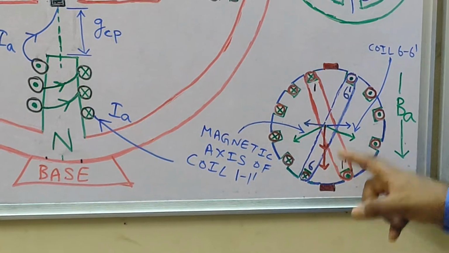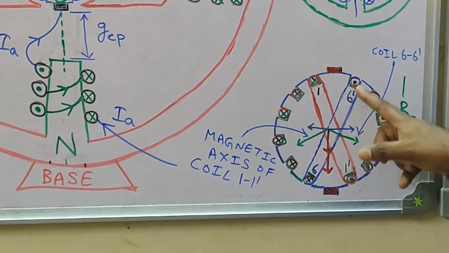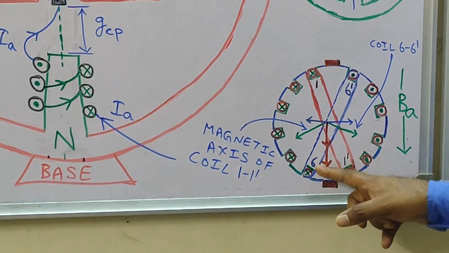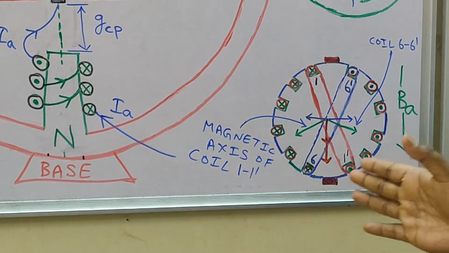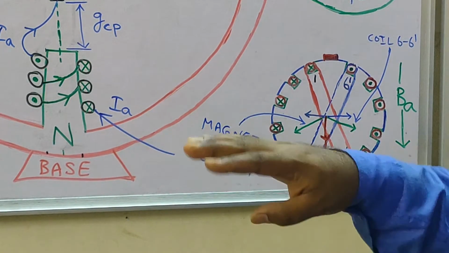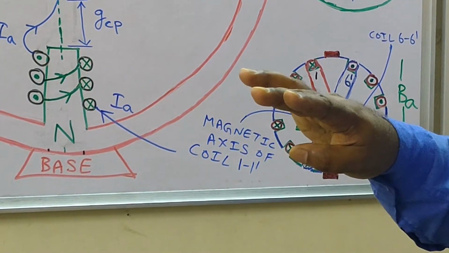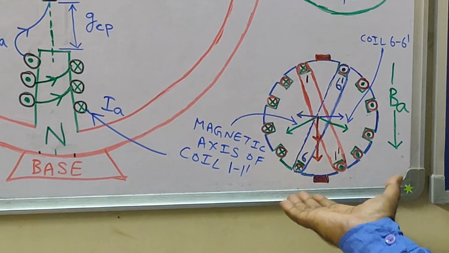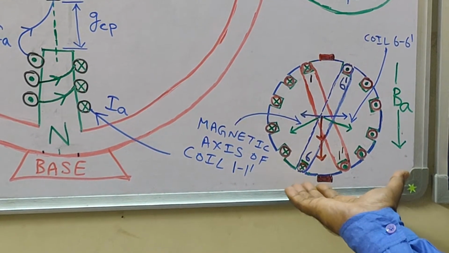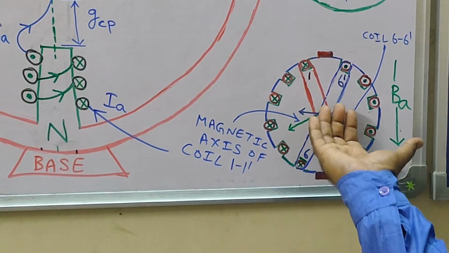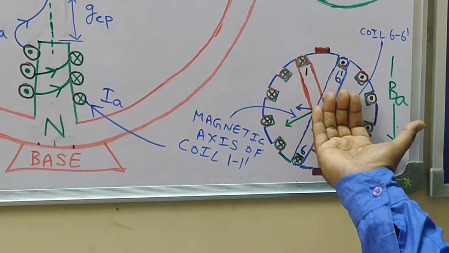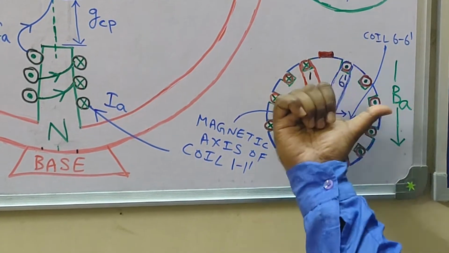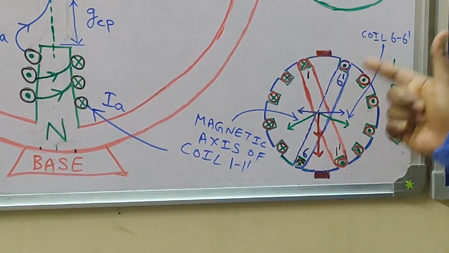Coil 6 6 dash: you see coil side 6 dash is having a dot, whereas coil side 6 is having a cross. So again, cross means what? Current is entering into the board. So my right hand 4 fingers should enter into the board along coil side 6, because coil side 6 is carrying cross current, and from coil side 6 dash, which is carrying dot current, these 4 fingers should leave the board. So you see the thumb is pointing the magnetic axis of coil 6 6 dash.